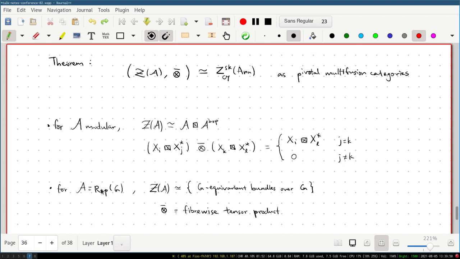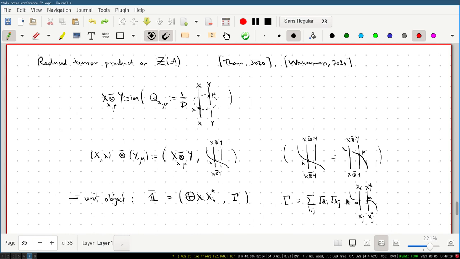And then when A is symmetric, in particular when it's the category of representations of a finite group, it's known that the Drinfeld center is the category of G-equivariant vector bundles over G, with the conjugation action. Then this reduced tensor product translates to the fiber-wise tensor product, as opposed to the convolution tensor product for the usual tensor product. You can find all this in my work here.